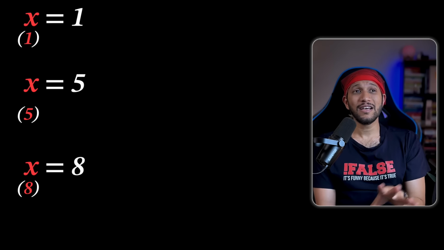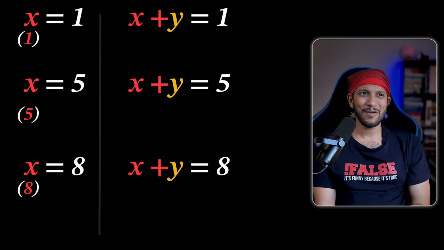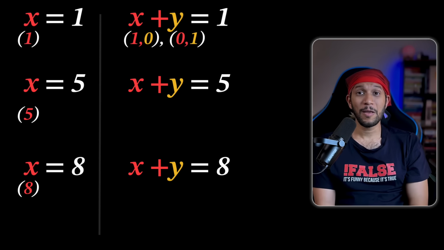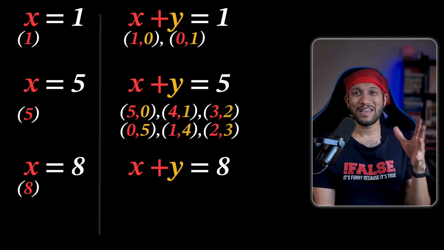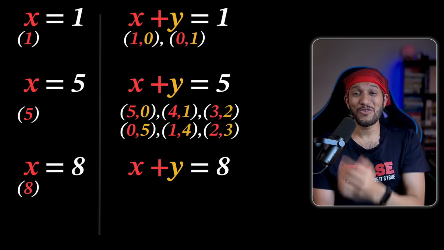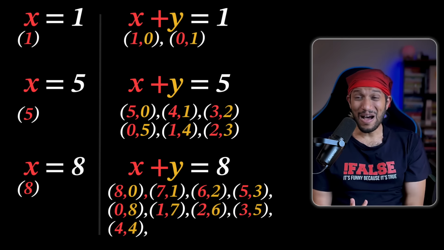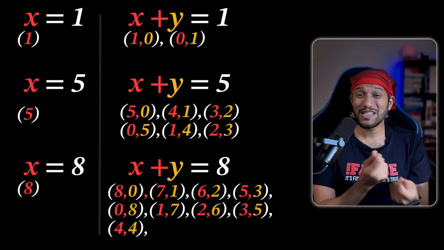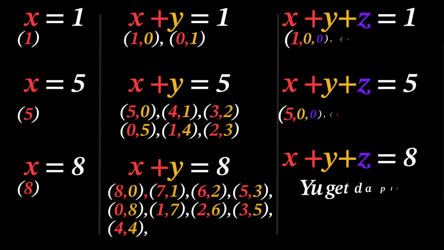But what if you had a sum of 2 variables? Ooh, now there are multiple ways to set it up. For 1, you can set it up as 1, 0 or 0, 1. Both give you a sum of 1. But for 5, which is a higher number, there are more ways to set it up. You can make it 5, 0, or you can make it 4, 1, and so on and so forth. And if you go even higher numbers, there are even more ways to set it up. So you can see by adding 2 variables, the number of ways in which you can set up increases. And if you had 3 variables, it would be even more.